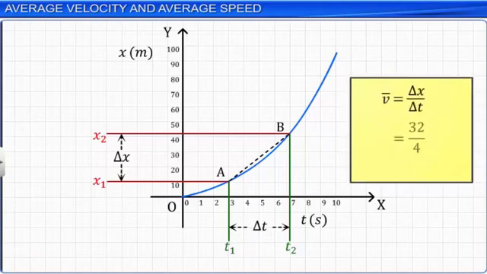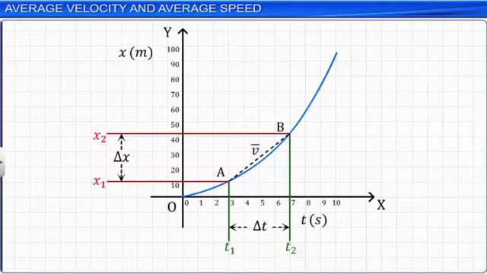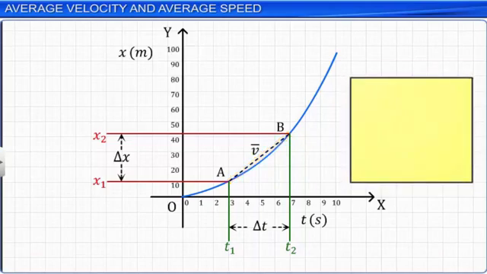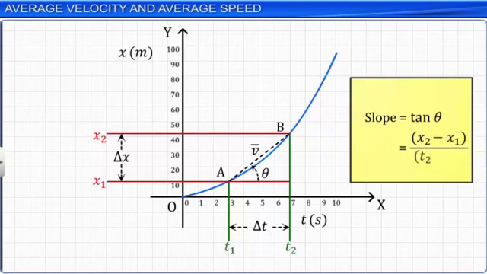V bar represents the slope of the line joining points A and B. Slope is equal to tan theta is equal to (x2 minus x1) by (t2 minus t1). If you observe the graph carefully, you will find that the displacement is different in different intervals of time.